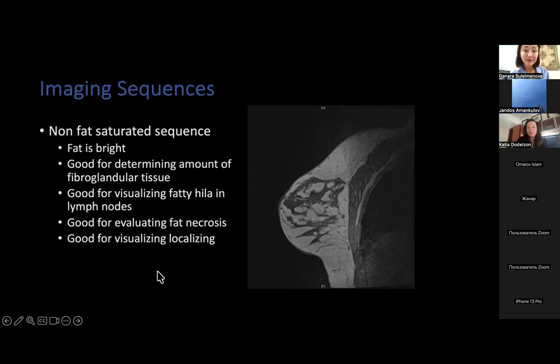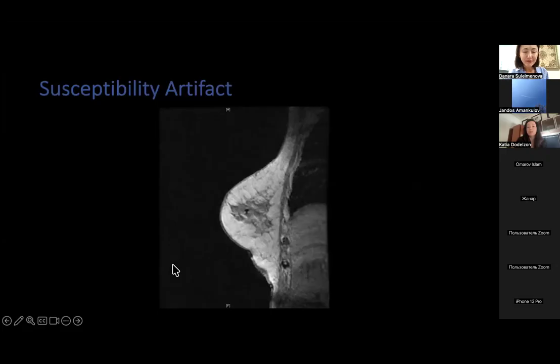It's also very helpful for visualizing and localizing clips. So if somebody had a biopsy and you're trying to see where that clip is, there is a blooming artifact on these non-fat suppressed sequences. So it's much easier to identify the clip on these images than all the rest. Then you can put your localizer on it and look to see if there's any abnormal enhancement, et cetera, on the other images. So this is what this sequence is very helpful for. You can see the clip here.